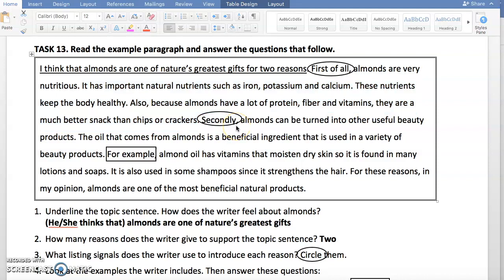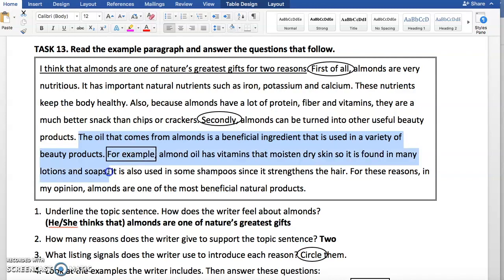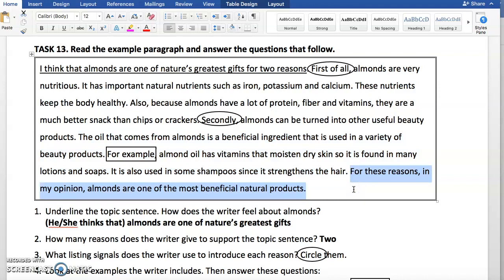How about the second major? Almonds can be turned into other useful beauty products. So the writer focuses on another benefit of almonds here. It explains the oil that comes from them is a beneficial ingredient in beauty products. The writer gives an example: lotions, soaps. It is also used in some shampoos. So all these minors persuade the reader that almond is one of nature's greatest gifts. And then the writer has a nice conclusion sentence here.